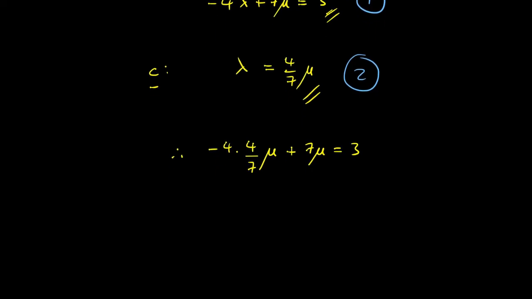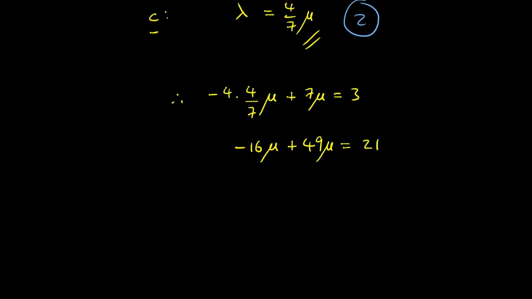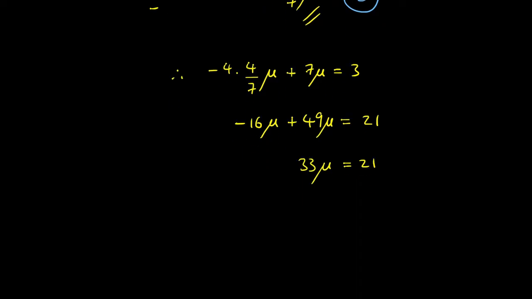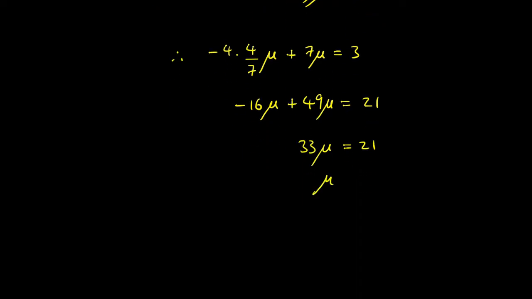I'm going to multiply everything through by 7, right? So negative 16 mu plus 49 mu is equal to 21. And 49 minus 16, what's that going to be? That's going to be 33? 33 mu is equal to 21. And so mu is equal to 21 over 33.